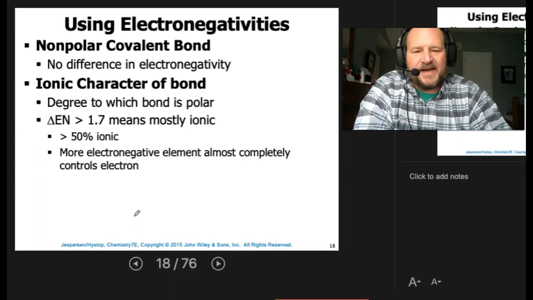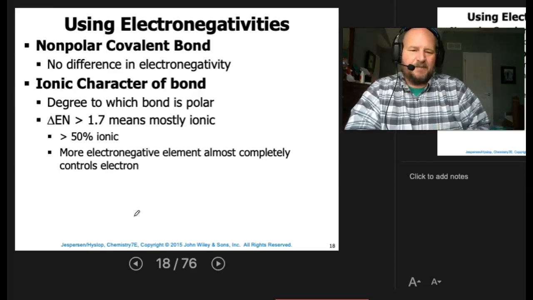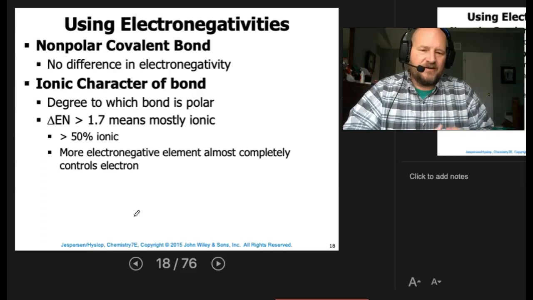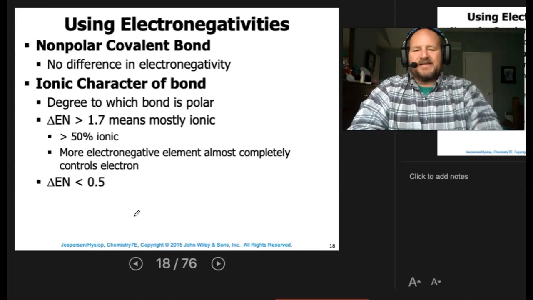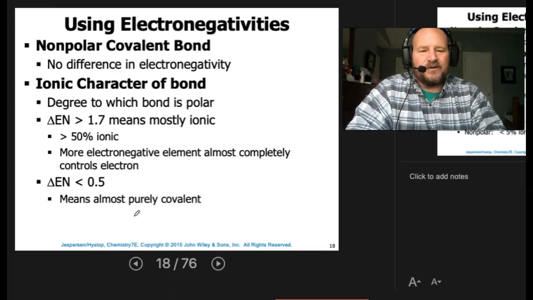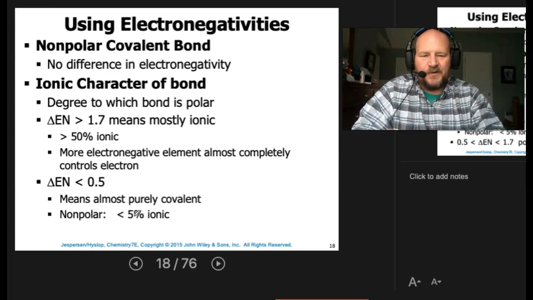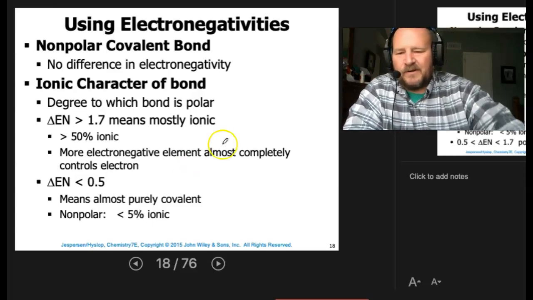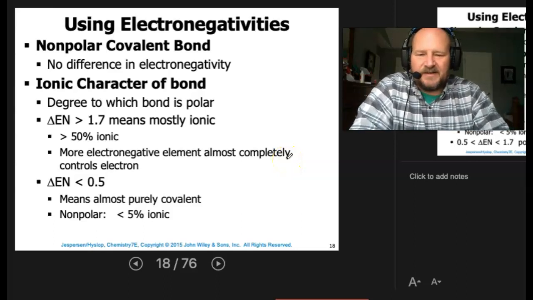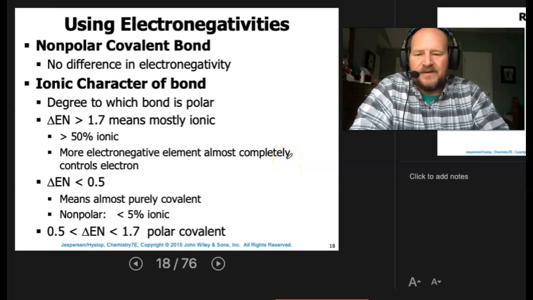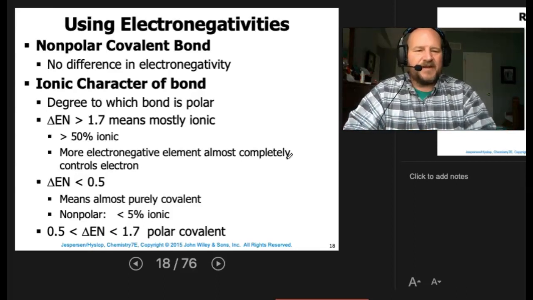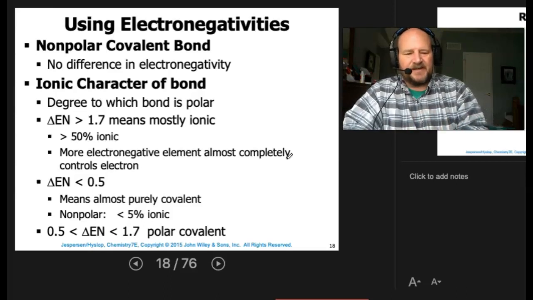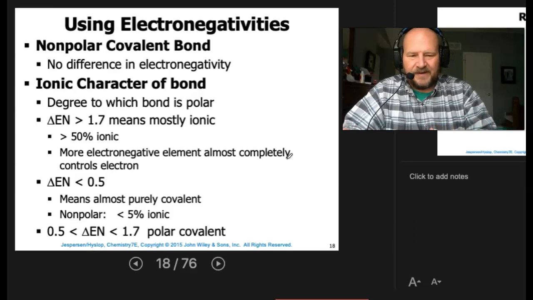So once we get to that point, it's saying that that electronegative element, that nonmetal, is probably attracting that electron density most of the time. Now, if your EN is less than 0.5, that means it's going to be mostly pure covalent. Okay, it's spending equal time in both atoms. And of course, nonpolar means less than 5% ionic, so there's hardly any ionic character at all. So again, these are just rough ideas of where these lines are. It really is a sliding scale, and depending on the situation, we may say something is ionic or non-ionic, or covalent or polar, nonpolar, just depending on the situation.